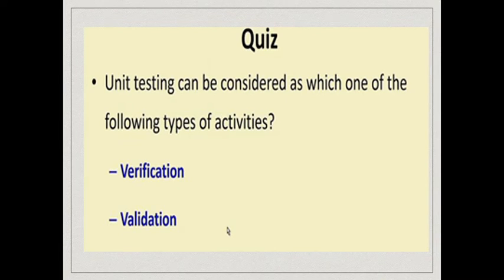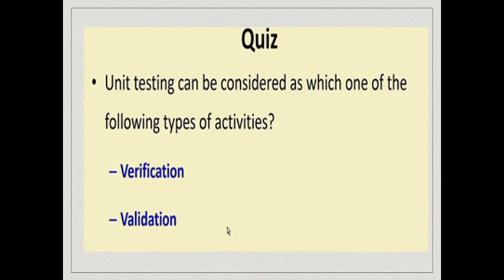Now let's have a small quiz. So far we looked at unit testing in this lecture, and we saw that in unit testing we isolate one unit and then test it, adding some test data and writing the drivers and stubs for that unit. Unit testing can be considered as which one of the following types of activity: a verification activity or a validation activity?